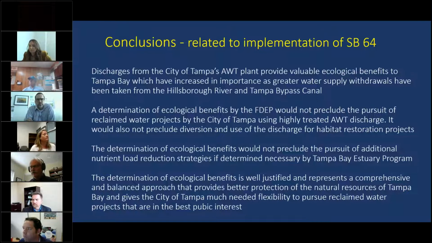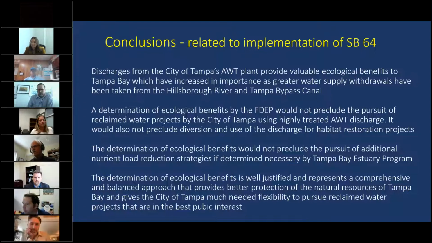In all likelihood, I think some of this discharge can be removed from the bay, but it should be supported by its effects on the bay using existing analytical tools. In the second part of that same bullet, I think that the designation of ecological benefits would not preclude the diversion and use of the discharge for habitat restoration projects. I know there's some concern about that from environmental professionals in the region. And similarly, this ecological designation as it applies to Senate Bill 64 would not preclude the use of the reclaimed water for that perspective.